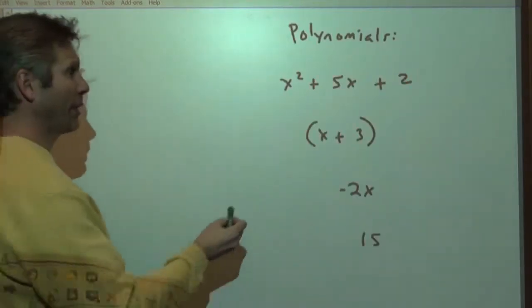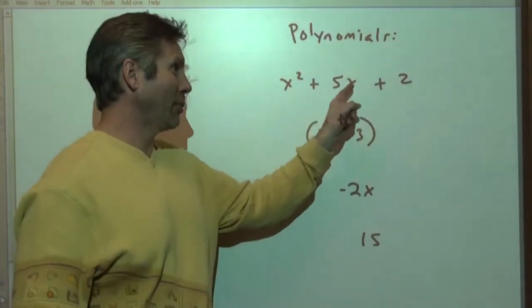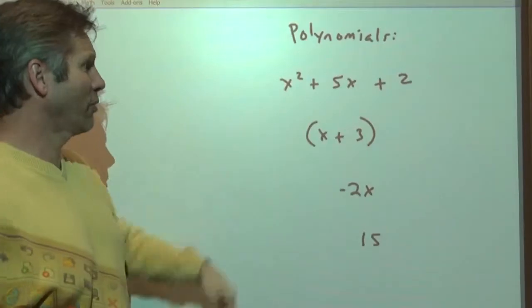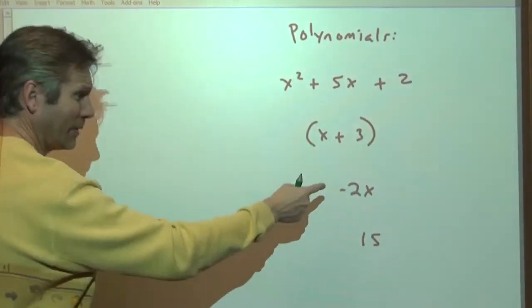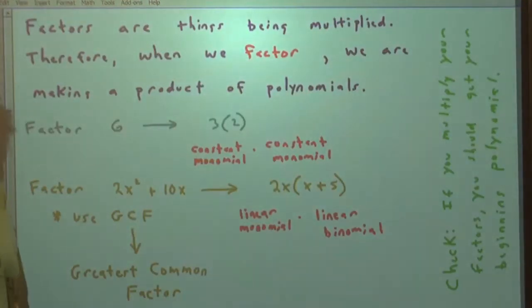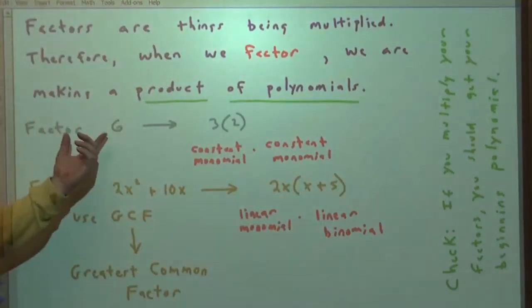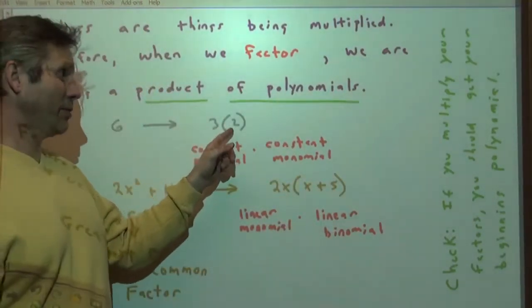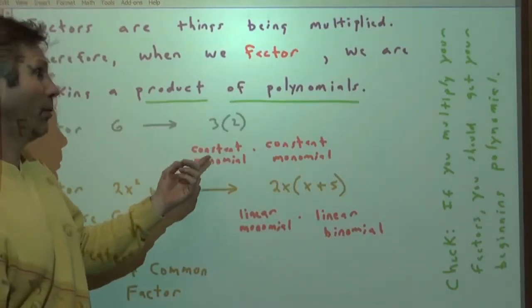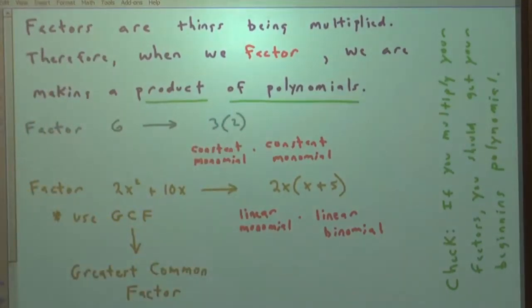So polynomials, remember, are made of different terms, and we name the polynomial by the number of terms. This is a trinomial, this is a quadratic trinomial, this is a linear binomial, that's a linear monomial, that's a constant monomial. If we keep that in mind, then let's go here. Factors are things that we multiply. So when we say we're going to factor something, we're going to make it the product of polynomials. Even the number 6, we can make it the product of 3 times 2, and officially 3 is a constant monomial and 2 is a constant monomial, so it's the product of 2 polynomials, 2 monomials.